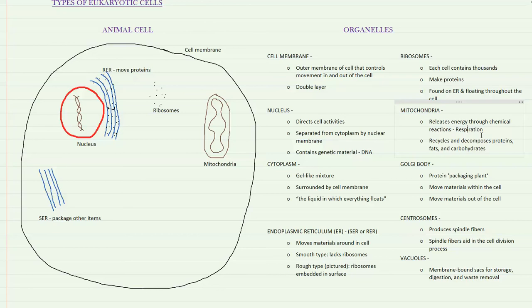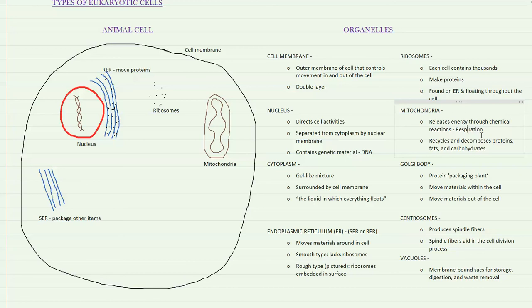This is a process called respiration that again we're going to learn a little bit later on in the course. But for now I want you to know that the mitochondria is the site of respiration. It's the site of the release of energy. So all the energy that your cell needs, it gets from the mitochondria. You may have heard the mitochondria is the power plant or powerhouse of the cell.